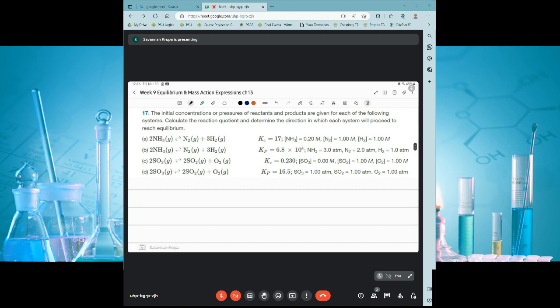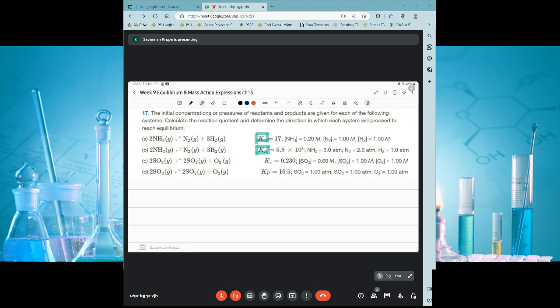Okay, this one says the initial concentrations or pressures of reactants and products are given for each of the following systems. Calculate the reaction quotient and determine the direction in which each system will proceed to reach equilibrium. So when we look at these problems, we should always be looking at the constant that they are giving us, because this is a Qc value and this is a Kp value, or this is Kc and this is Kp. And you will need to look at which one it gives you, because sometimes it'll give you the opposite and you need to convert to whatever you need to use.